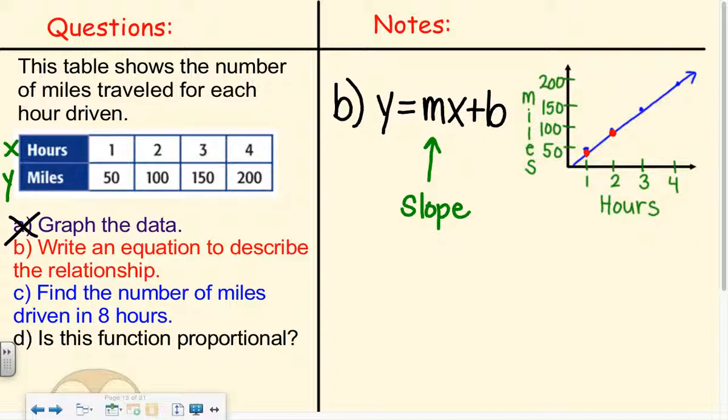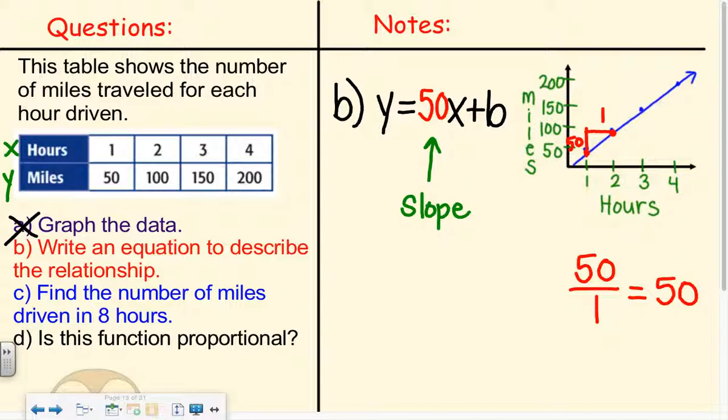So I'm rising from 50 to 100, so that means I rose 50. And then I'm going to run from 1 to 2. So 1 to 2 is just 1. So 50 over 1 is just 50. So my slope was 50 over 1, which is just 50. Rise 50, run 1. Now I need to figure out my b, my y-intercept.